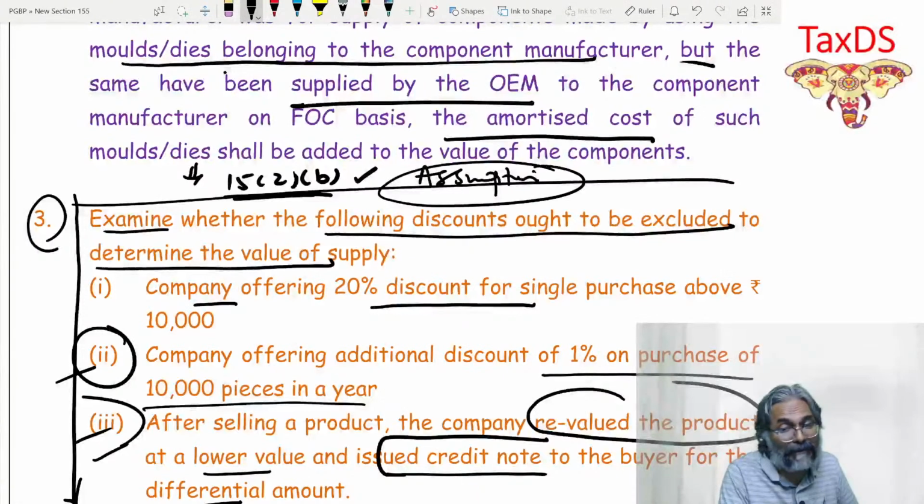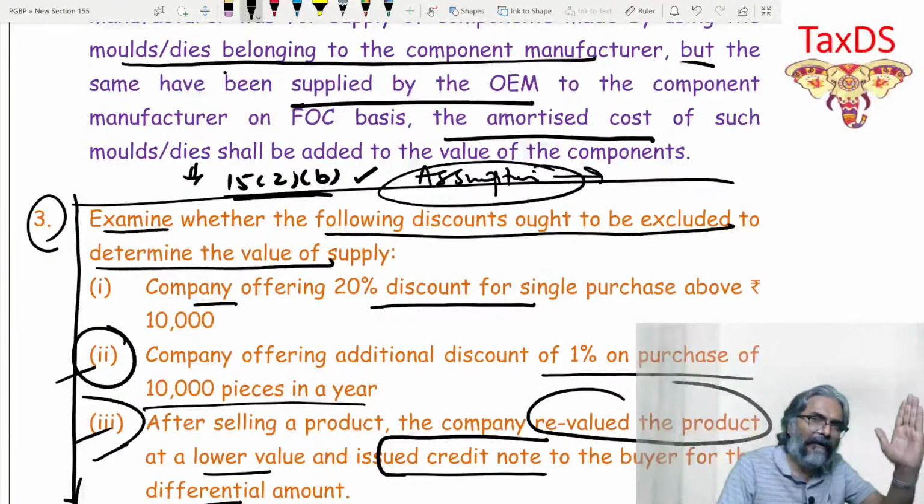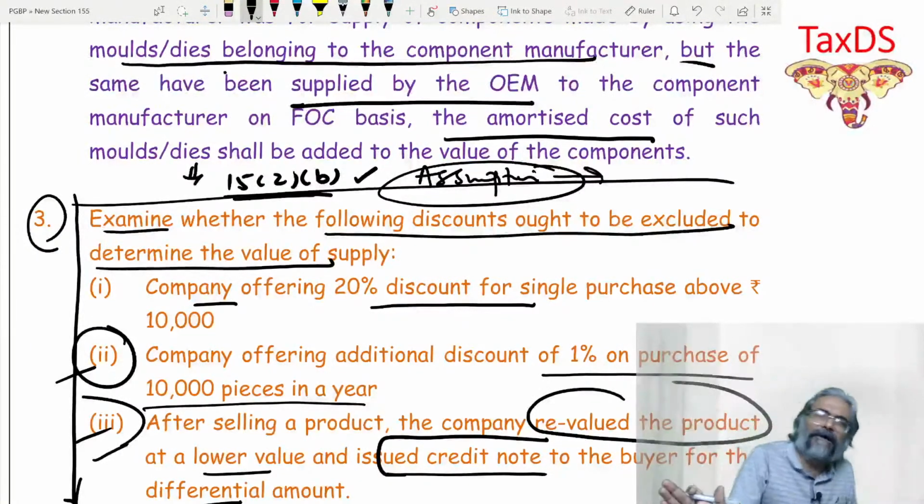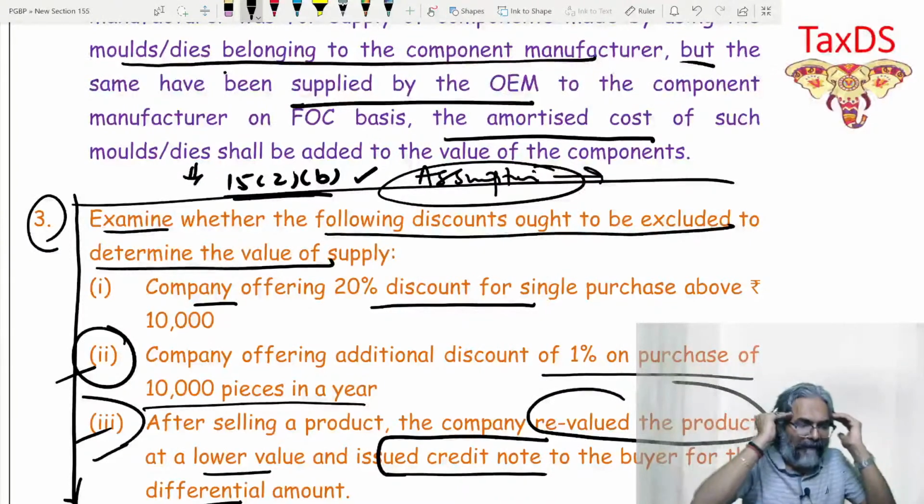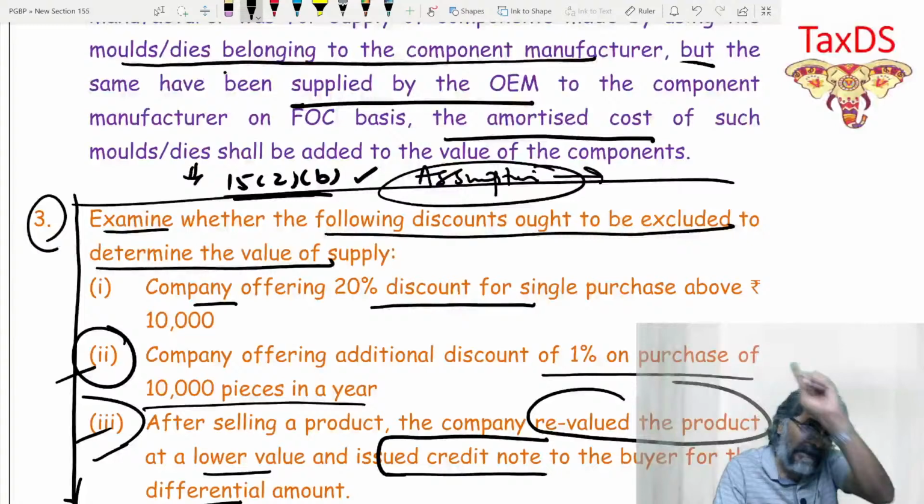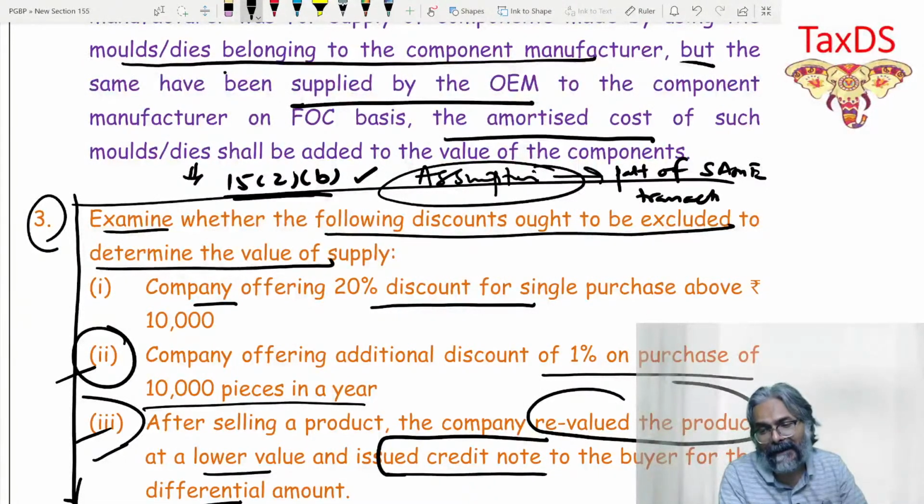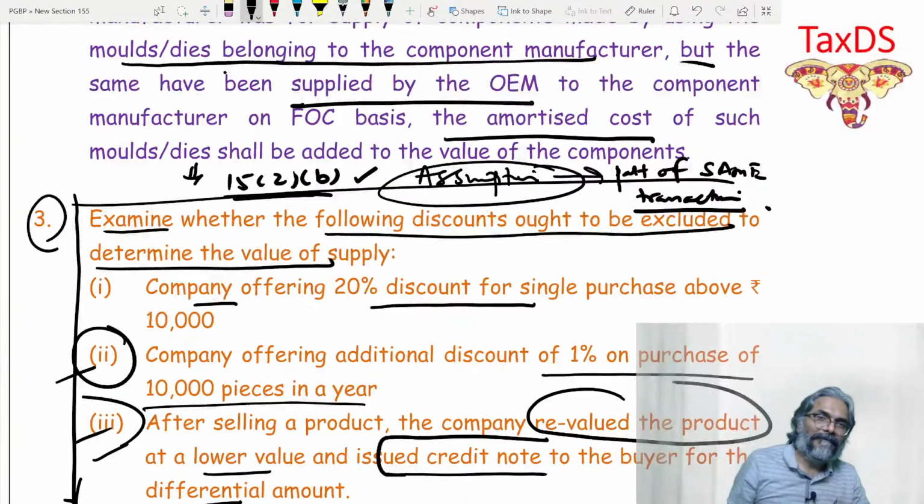This assumption ICAI has not written, but it is required to be written because I have told you how things will change. If I take one as independent, second as a different transaction, third as a different transaction, my way of looking at 1, 2 and 3 is different. But if I make the assumption that 1, 2 and 3 are part of the same transaction, then the game is on. Then what is the game?